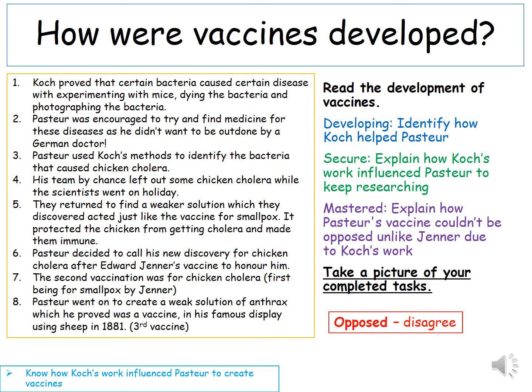And master's students, you're aiming for a 7 or above, could you please explain how Pasteur's vaccine couldn't be opposed, unlike Jenner, due to the work that Koch had undertaken? So Pasteur's work wasn't opposed, Jenner's work was opposed. Could you explain how Koch helped in that situation?